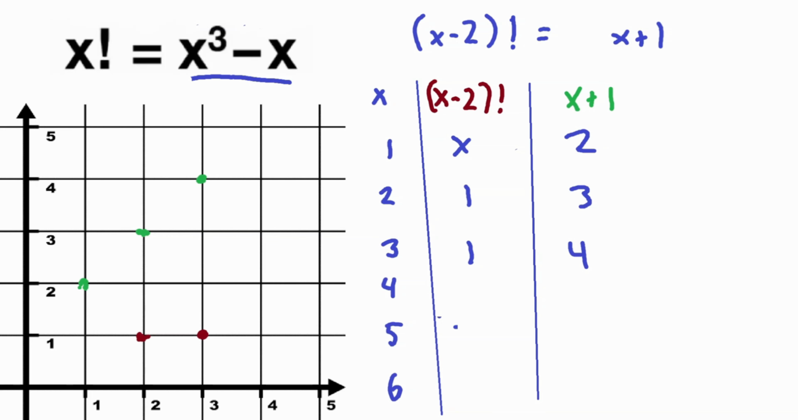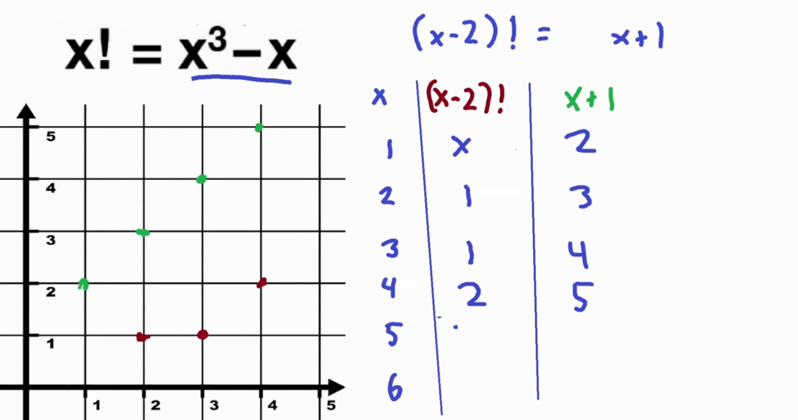So now for x is equal to 4, when we plug 4 into the red equation, we get 4 minus 2, which is 2 factorial. And 2 factorial is equal to 2 times 1, which gives us 2. And then we plug 4 for x into the green equation. 4 plus 1 is equal to 5. So now when we graph this, for the red equation we have 4, 2, and for the green equation, we have 4, comma 5.